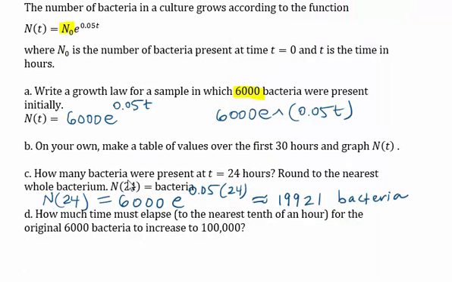And lastly, in part D, it says how much time must elapse to the nearest tenth of an hour for the original 6,000 bacteria to increase to 100,000. Okay, so using our formula, we're going to let n equal 100,000. So we have 100,000 equals 6,000 e to the 0.05 t, and we're trying to solve this equation for t.